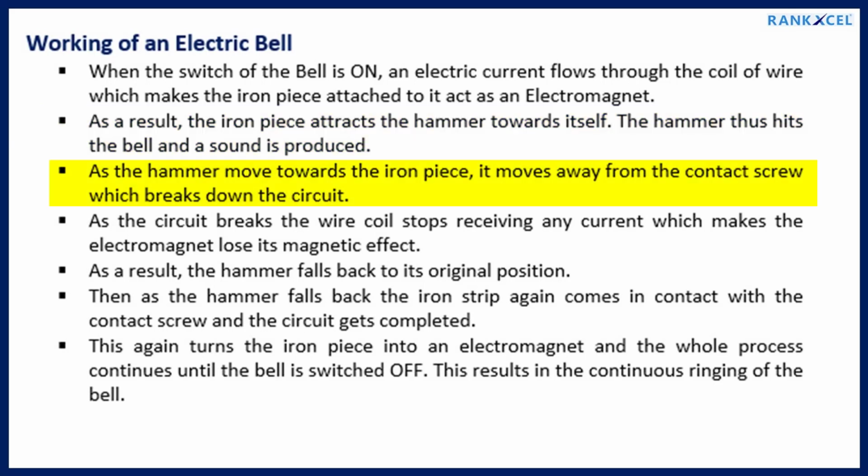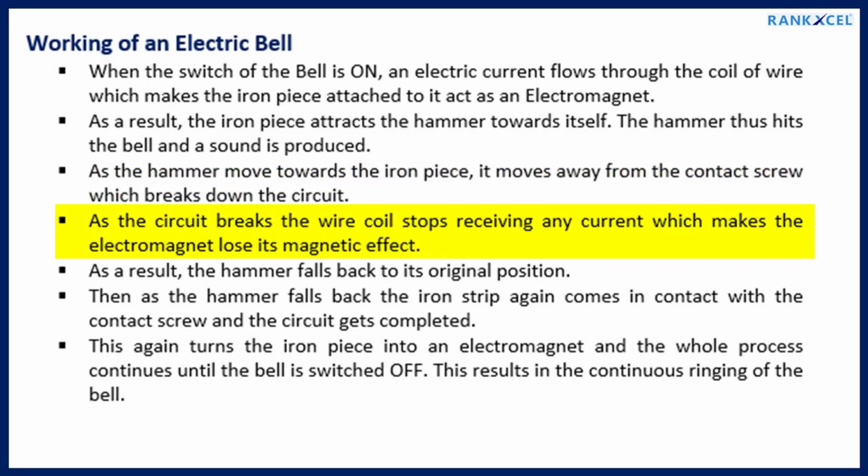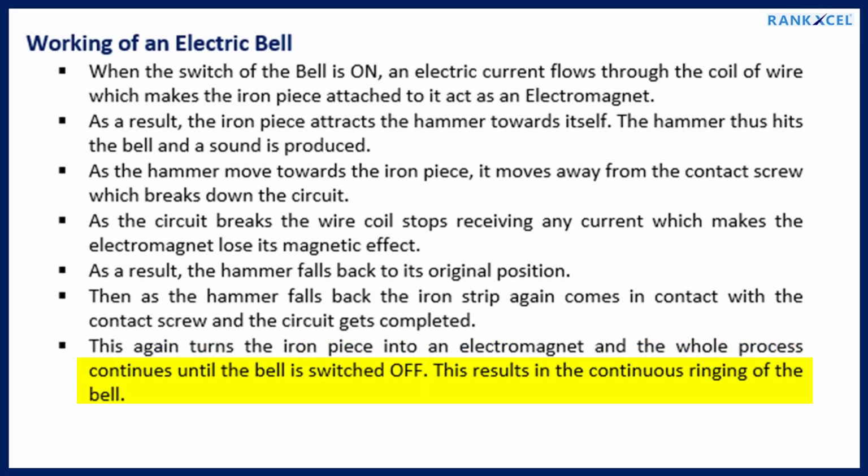As the hammer moves towards the iron piece, it moves away from the contact screw, which breaks the circuit. As the circuit breaks, the wire coil stops receiving any current, which makes the electromagnet lose its magnetic effect. As a result, the hammer falls back to its original position. Then, as the hammer falls back, the iron strip again comes in contact with the contact screw and the circuit gets completed. This again turns the iron piece into an electromagnet, and the whole process continues until the bell is switched off. This results in the continuous ringing of the bell.